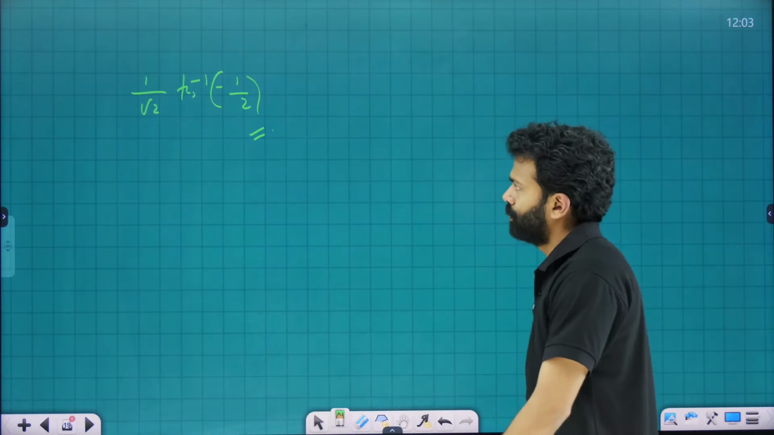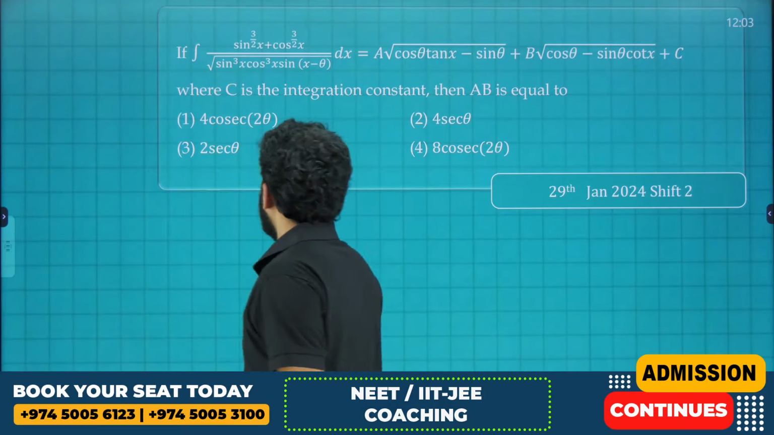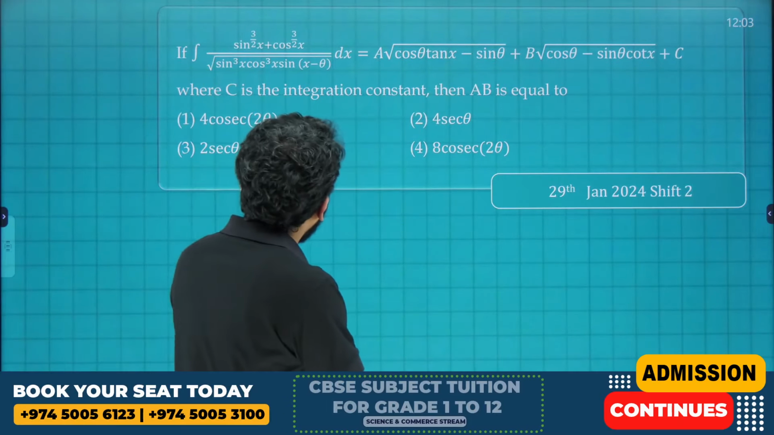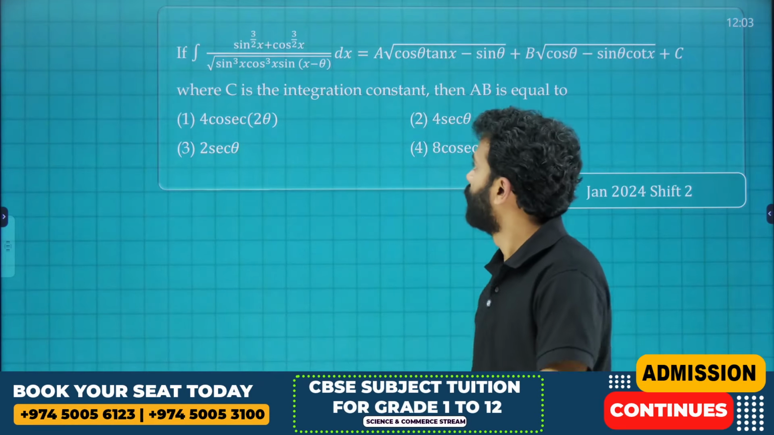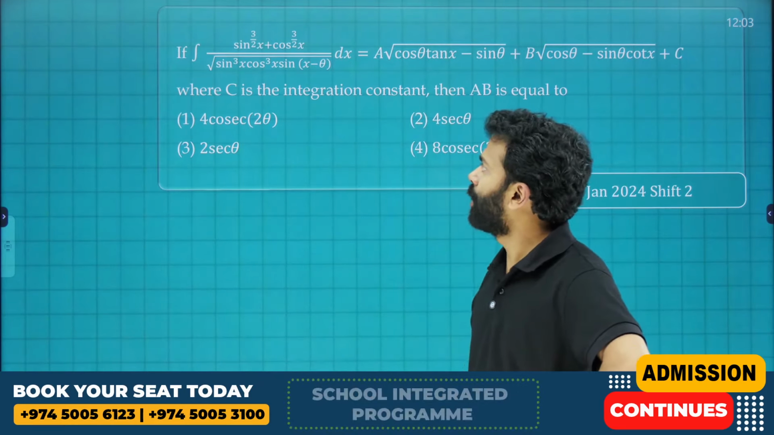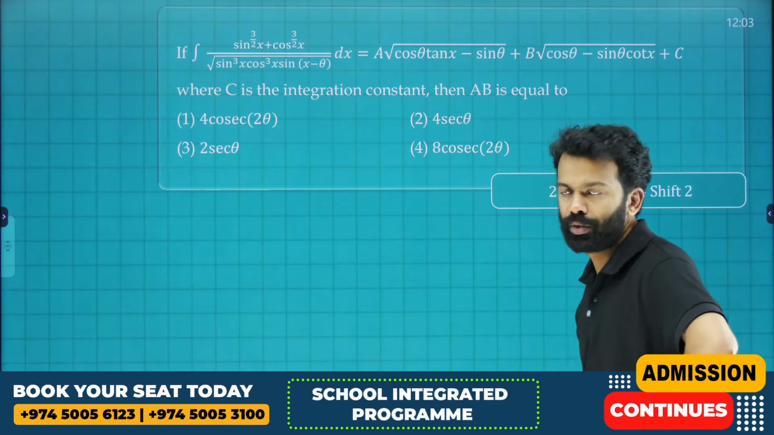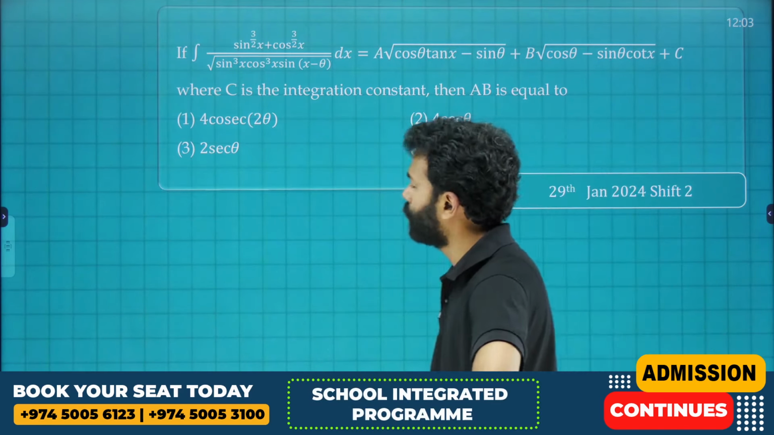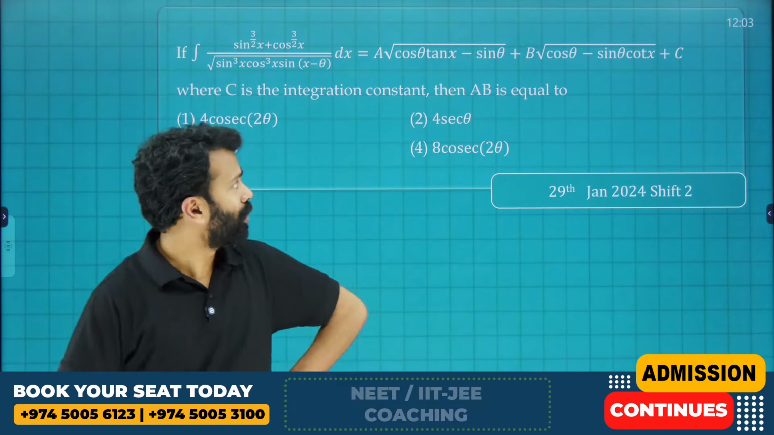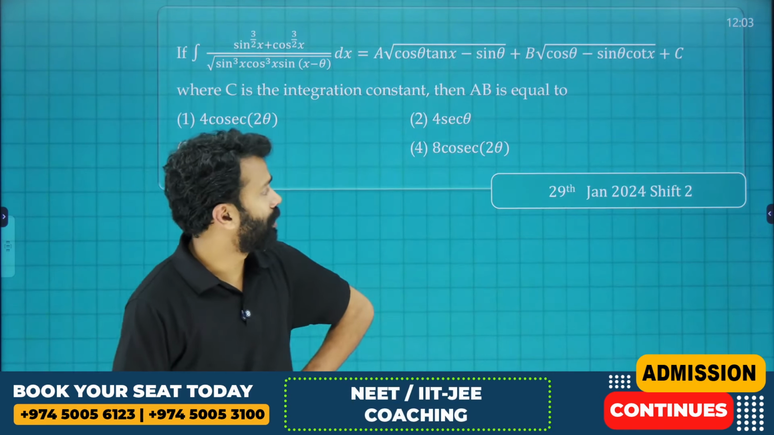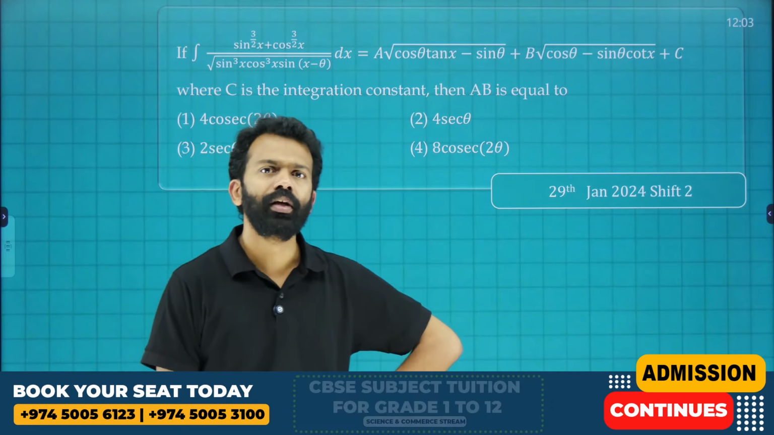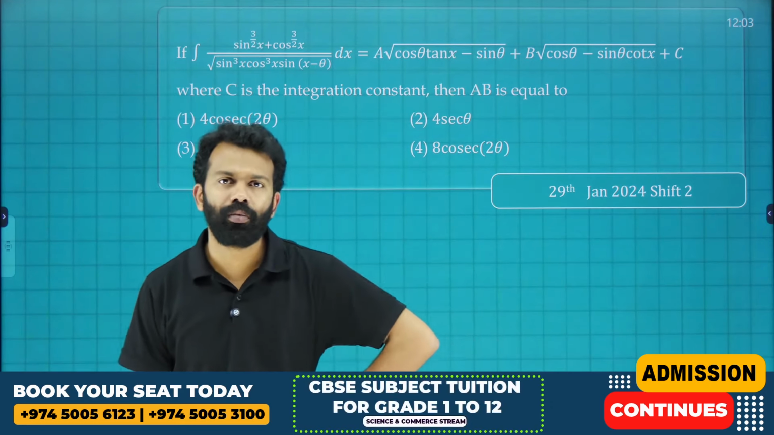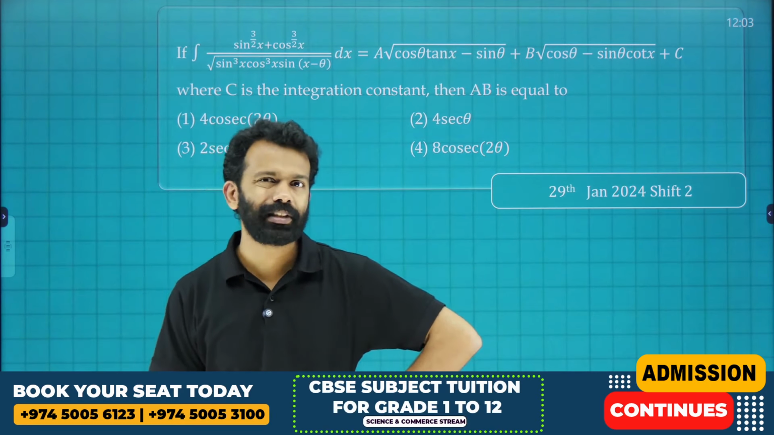Next question. Integral of sin raised to 3 by 2 plus cos raised to 3 by 2 x dx, divided by the square root of sin cube x into cos cube x into sin of (x minus theta), which is equal to a into root of cos theta tan x minus sin theta plus b into root of cos theta minus sin theta into cot x. So how are you going to formulate this one? It's a slightly typical one.